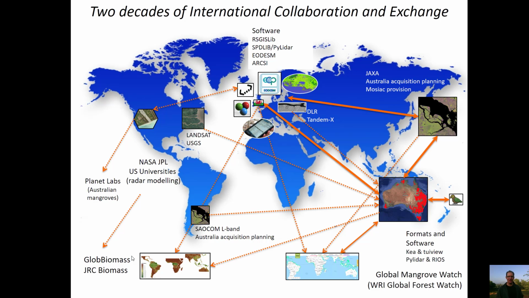There's also been a large software development process that's gone on, so all the software we use is open source. A lot of it's come from Pete Bunting up in Aberystwyth, so RSGISLib, SPDLib, ARCSI for correction of the data. And so we've built this large international collaboration and then linked it in with our Australian partners, and I think that's one of the awesome things about TERN AusCover.